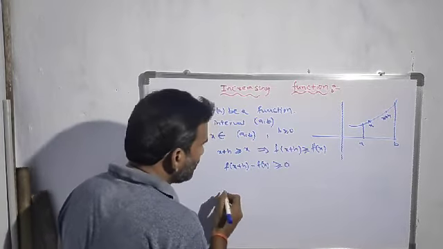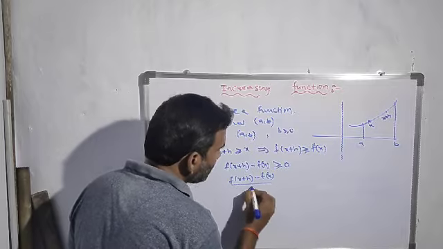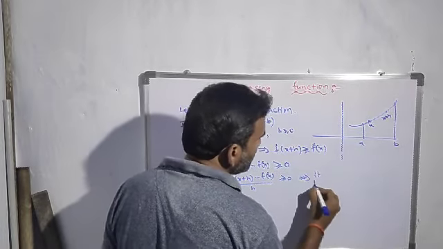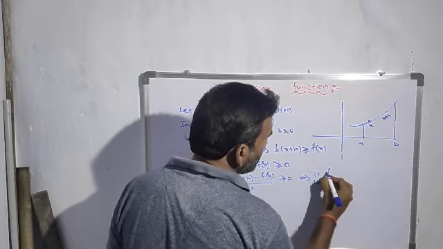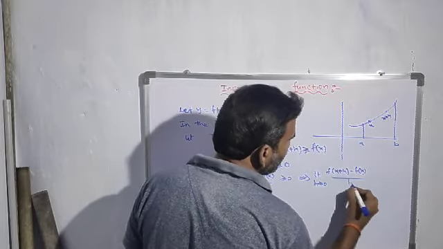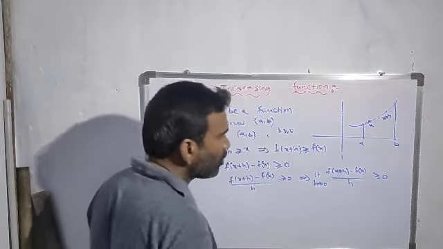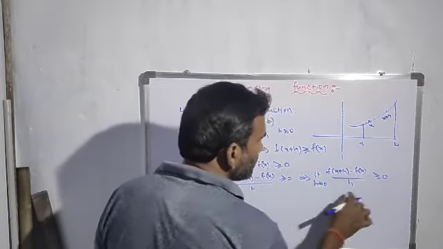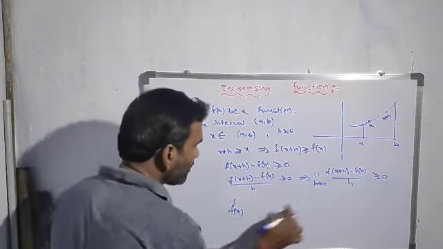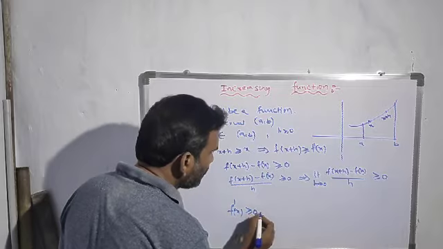So f of x plus h minus f of x, the whole divided by h, is also greater than or equal to 0. Now you just apply the limit, h tends to 0. The limit of f of x plus h minus f of x by h is greater than or equal to 0. But this is the first principle, which is also called f dash of x. According to the first principle of derivative, this value is f dash of x. So this value is greater than or equal to 0.